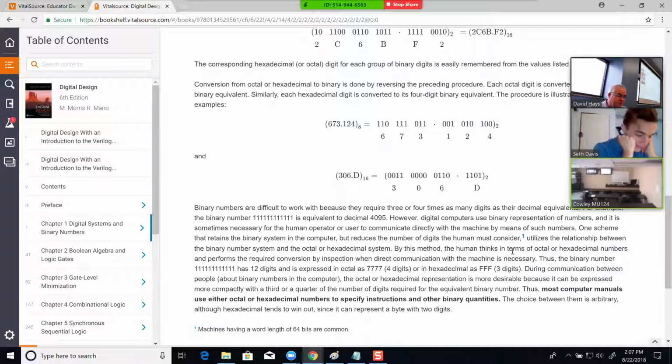Let's see. It says one scheme that retains a binary system in the computer but reduces the number of digits a human must consider utilizes the relationship between the binary and the octal or hex. And talks about the conversion during communication. Okay, most important down here.